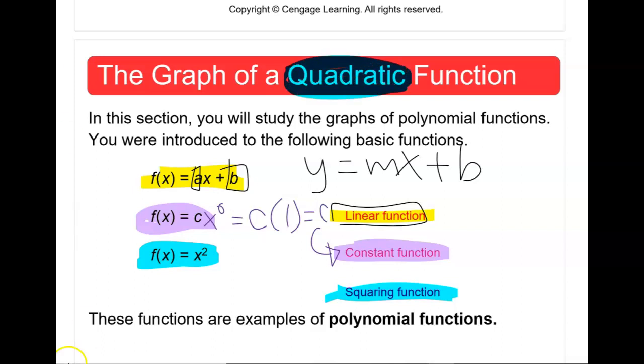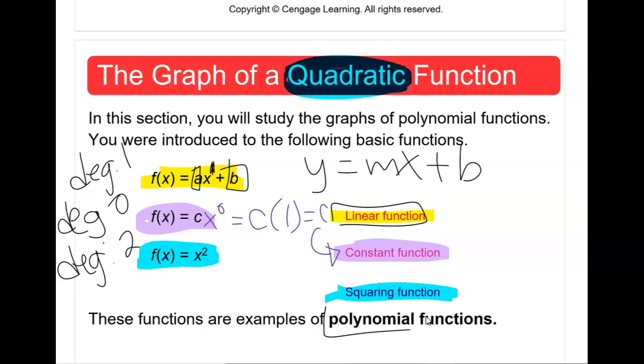Okay, and these functions are examples of polynomial functions. So right here, the linear function is a polynomial of degree 1 because that is the highest exponent. A constant function is of degree 0, and we have a linear function, a quadratic function, which is of degree 2. And they are part of the family of polynomial functions.